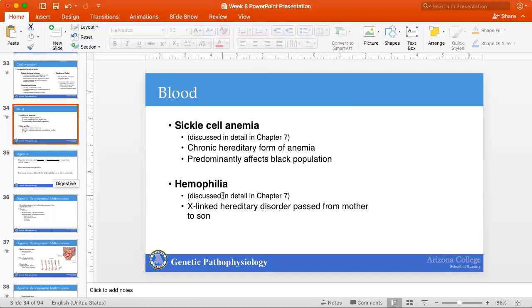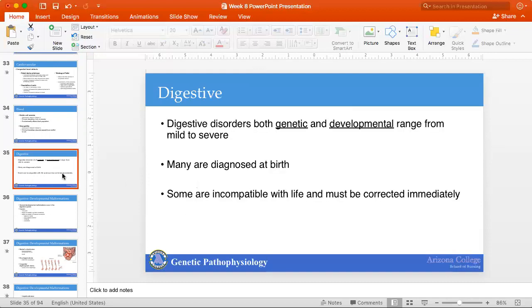Hemophilia, it's an X-linked hereditary disorder passed from mother to son. So similar to other pathologies we've seen, in which you will see this disorder in males.